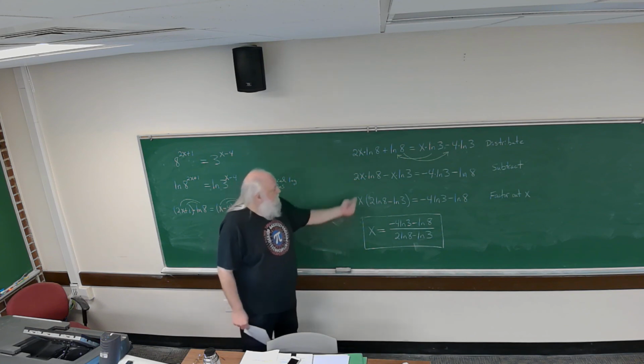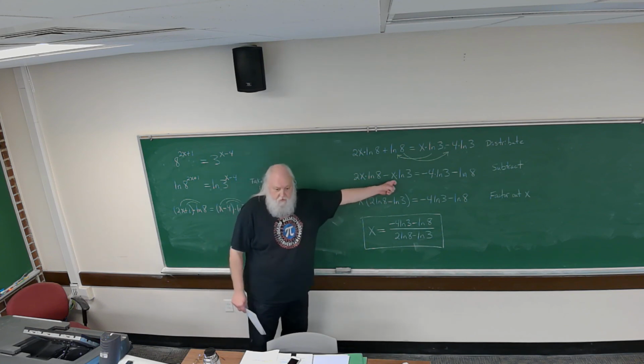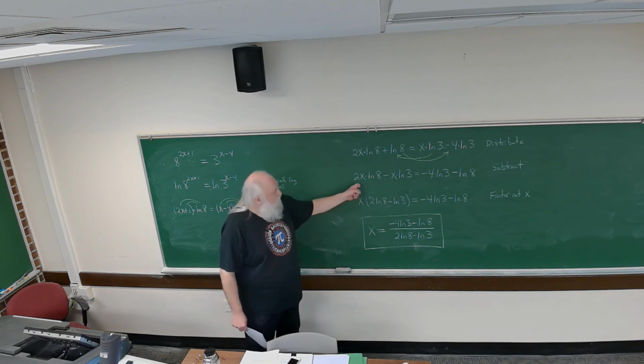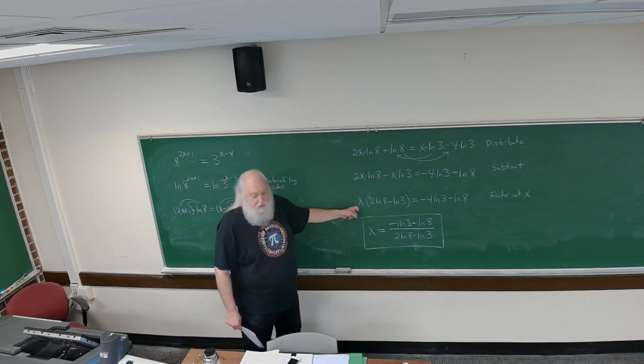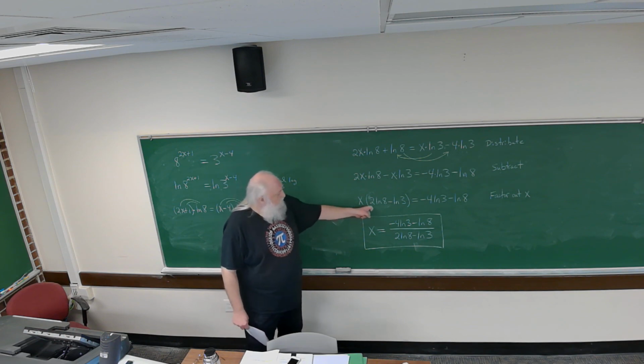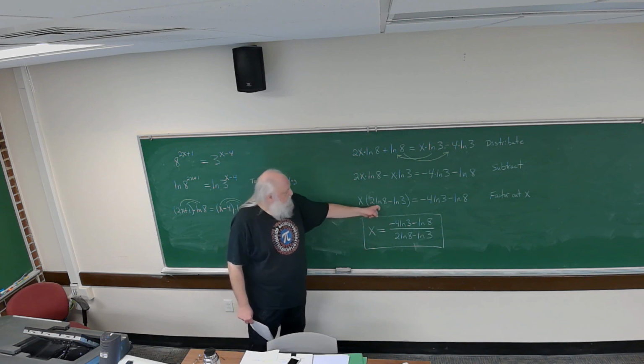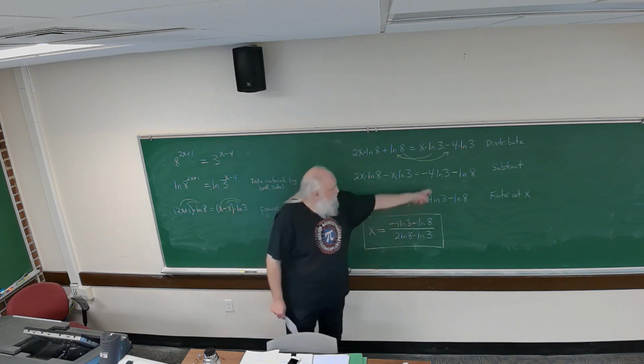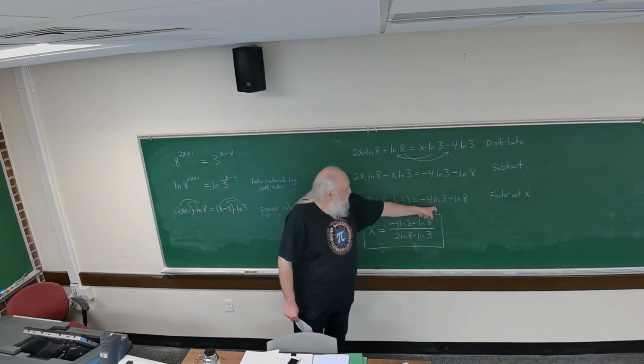Now on the left-hand side, we have two terms. Each term has the variable x in it, so we can factor out the x. When we factor out the x on the left-hand side, we have x times the quantity in parentheses, 2 times the natural log of 8 minus the natural log of 3, and then that equals the right-hand side from up here, minus 4 times the natural log of 3 minus the natural log of 8.